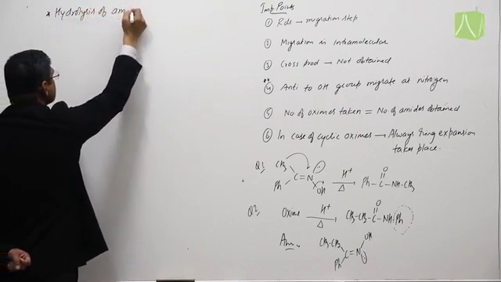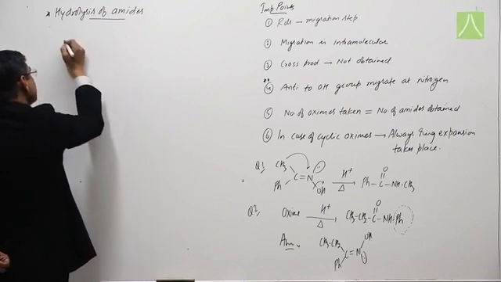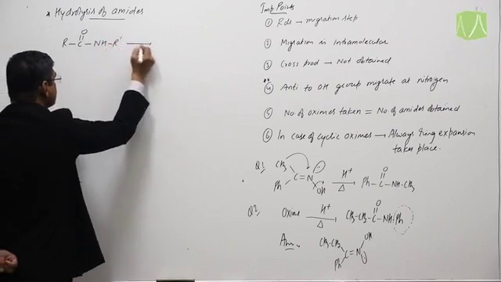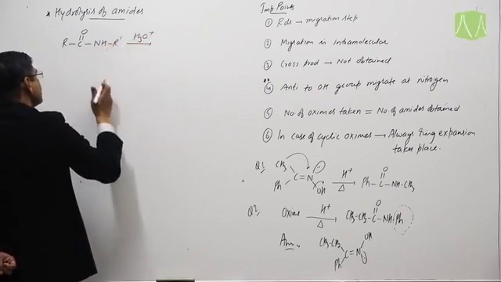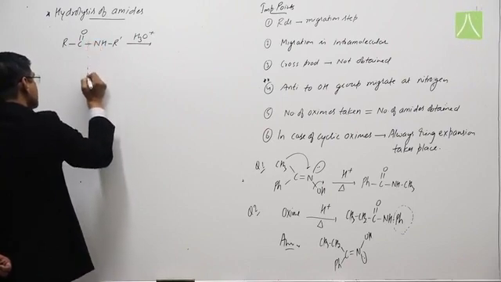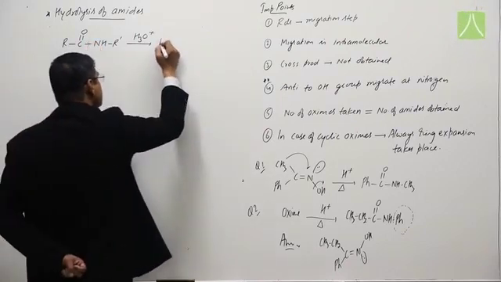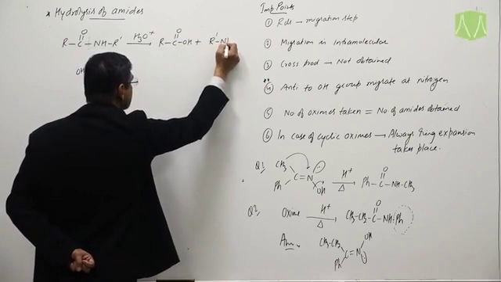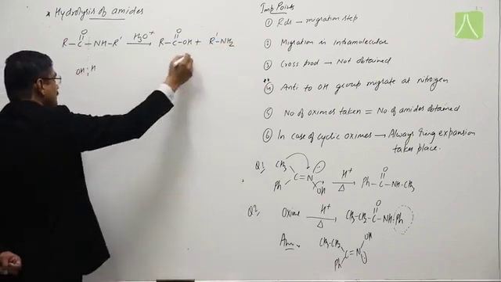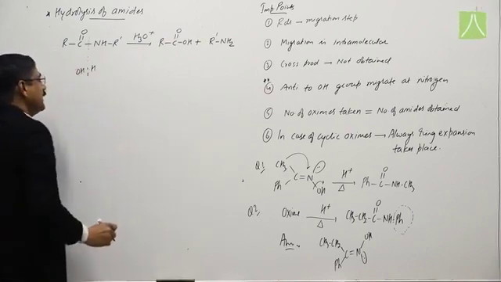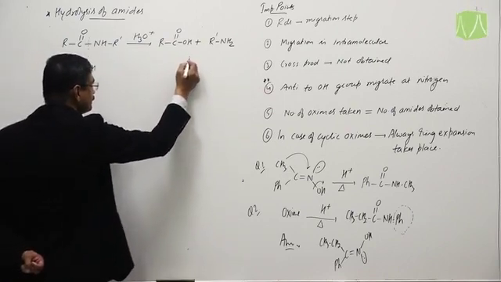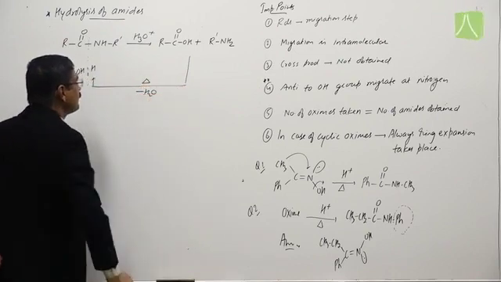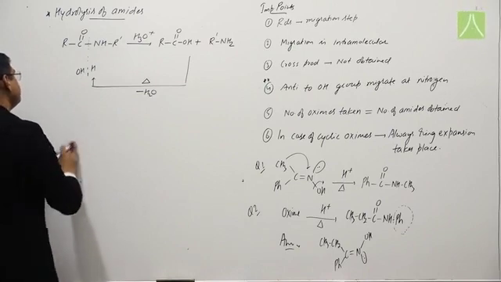Hydrolysis of amides is possible in acidic medium. Suppose I take the amide like this, RCONHR dash. In presence of dilute acid or dilute base, it is hydrolyzed in this manner. So we get the acid plus amine, and after removal of water we again get the amide. That is possible on heating. Amine plus acid is converted into amide on heating.